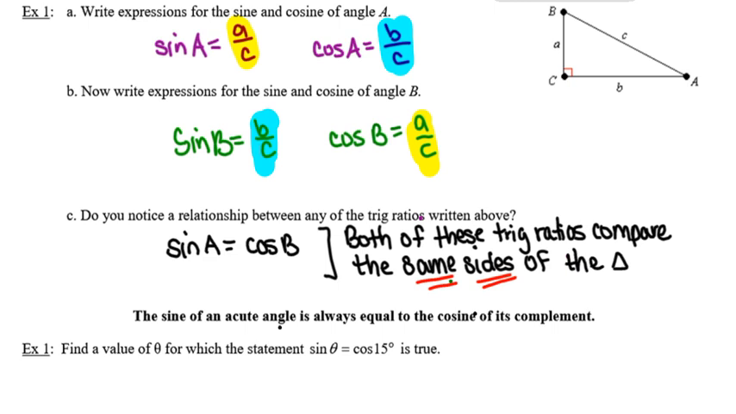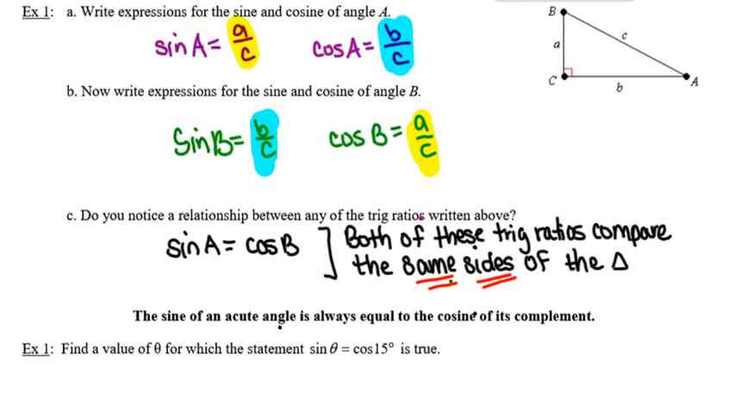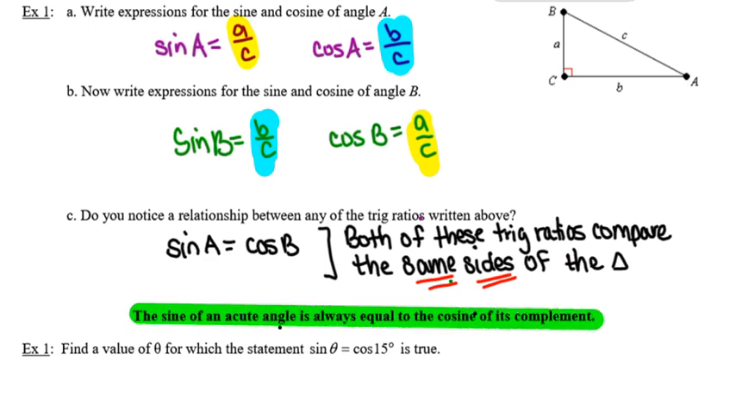So the big idea that I really want you to take away from this video is that the sine of any angle is always going to be equal to the cosine of its complement. Those two angles, A and B, live in the same triangle where one of the angles is a right angle, meaning that the remainder of the two have to add up to 90, making them complementary.